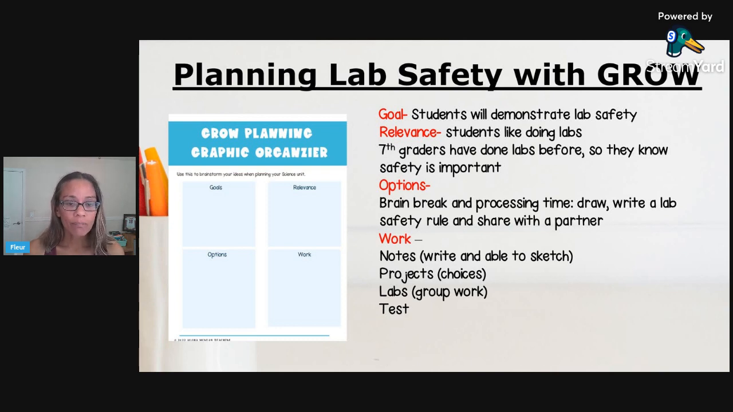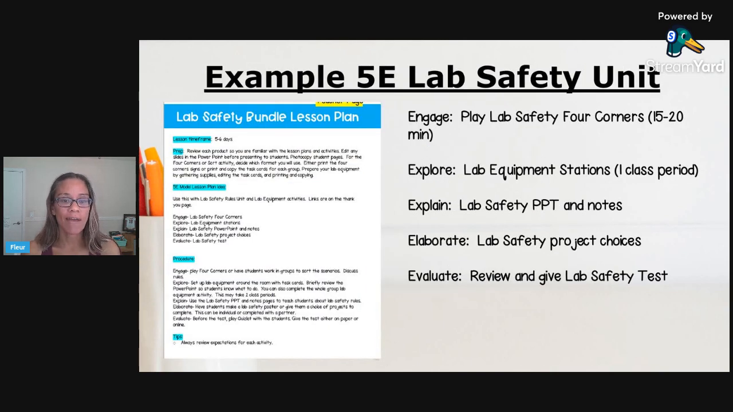All right, let's see what it looks like in a 5E lesson or unit. So the 5Es are engage, explore, explain, elaborate, and evaluate. For engage, this would be at the beginning of your unit. I would have them play the lab safety Four Corners. That would take about 15 minutes or so. And then for explore, I could have them go through some lab equipment stations to get to know it. That would take about a class period. You can do other things for explore. This is just an example.